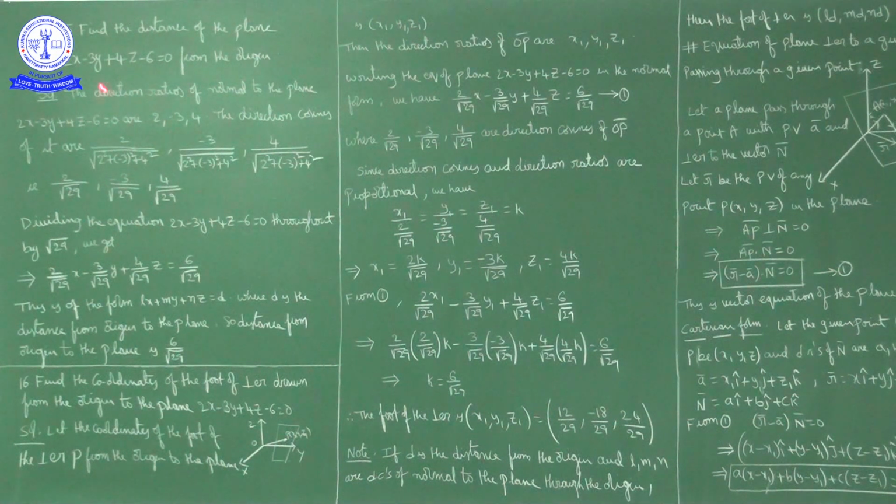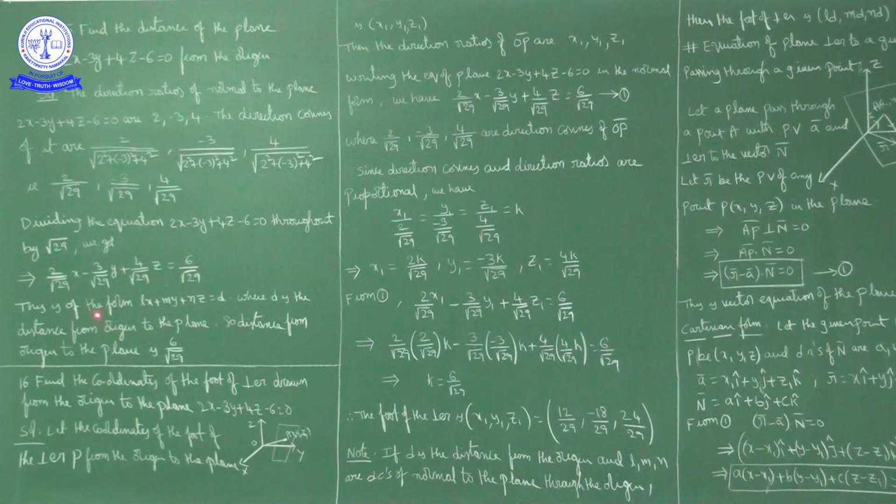So for this given plane equation, 2x minus 3y plus 4z is equal to 6, we divide both sides by root 29. Dividing the equation 2x minus 3y plus 4z minus 6 equal to 0 throughout by root 29, we get 2 upon root 29 x minus 3 upon root 29 y plus 4 upon root 29 z is equal to 6 upon root 29.